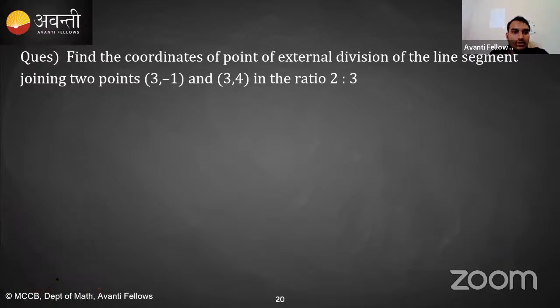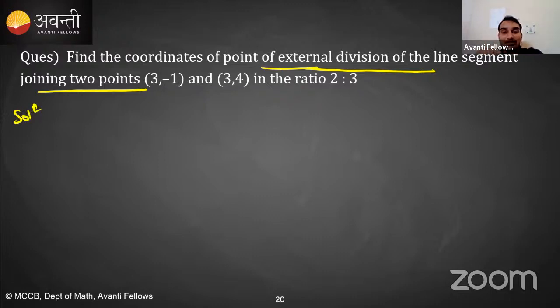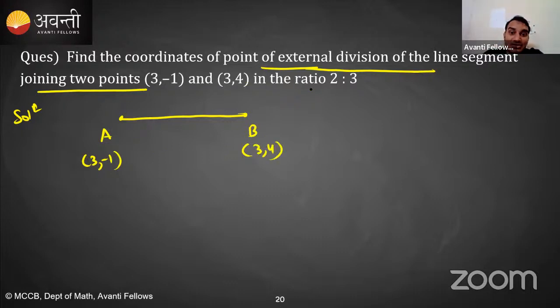The question is saying: find the coordinate of the point of external division of the line segment joining the points. See, students, the one thing I'm going to tell you with this question is where that point will lie. Many students get confused whether P, the point of external division, is closer to A or closer to B. So please everyone pay attention in this question; this is a very important thing that you should understand here. Let's say B is (3, 4), and the ratio is 2:3.